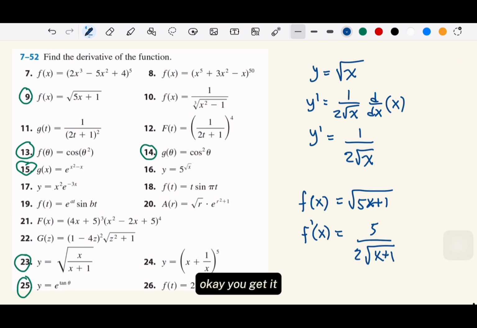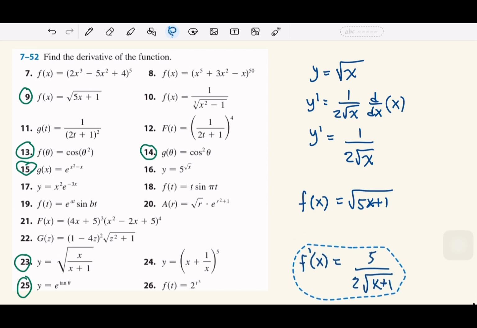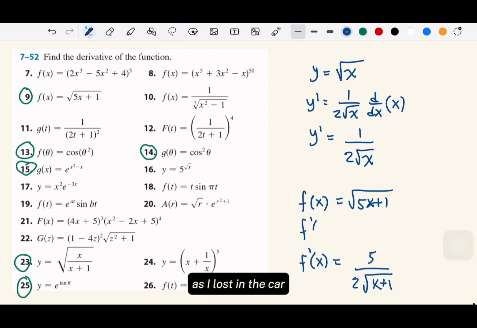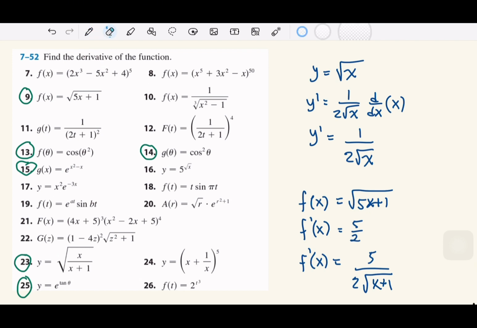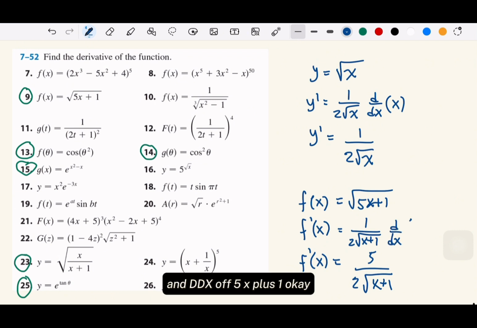Do you get it? Okay, let me give you the middle steps. So the middle steps will be, let me write 1 and then d/dx of 5x plus 1. Okay?